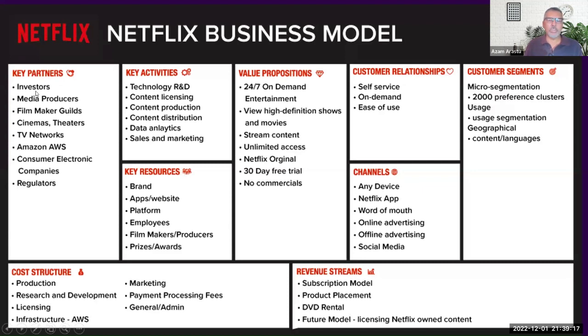For this, partners will be investors, media producers, filmmaker guilds, cinemas, theaters, etc. Key activities: you have to have technology R&D, content licensing, content production, content distribution, data analytics, sales and marketing. These are the activities we have to do. What resources do we need? We need to create a good brand for this idea, develop apps, websites and platforms, and have employees, filmmakers and distributors, and prizes and awards.